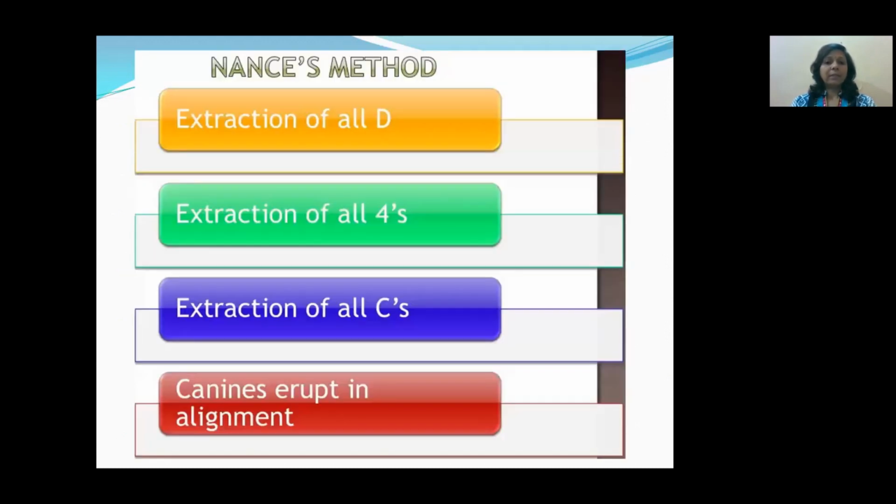The third method, known as the Nance method, includes extraction of all D's initially, and then extraction of all fours, that is first premolars, then extraction of all primary canines. And finally, the canine will erupt in alignment. D4C.